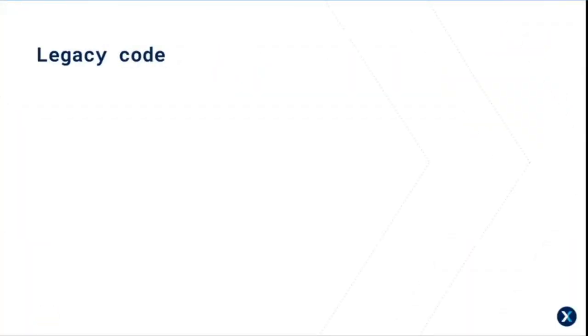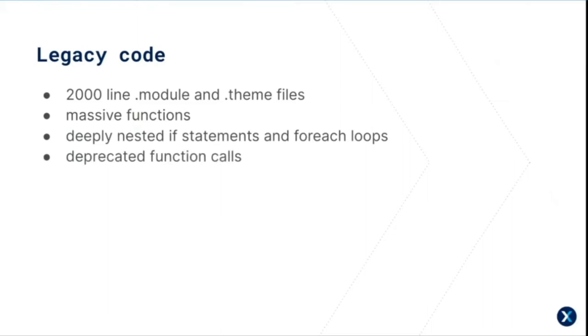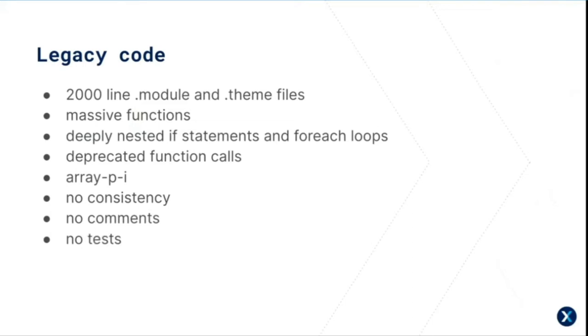So here are some common traits that you might find in legacy code. 2,000 line .module and .theme files. Massive functions that consist of deeply nested if statements and foreach loops. Deprecated function calls, no consistent API, no comments, and of course, no tests. I'm sure you've all come across this sort of thing before.